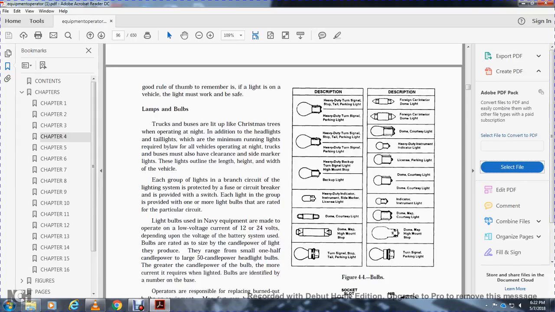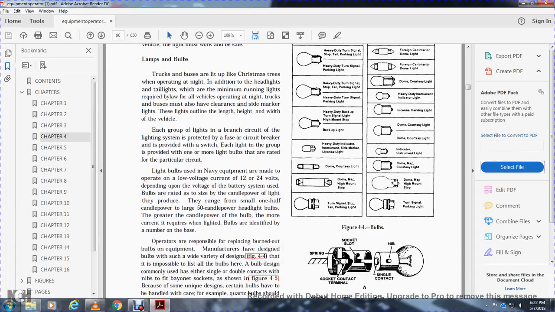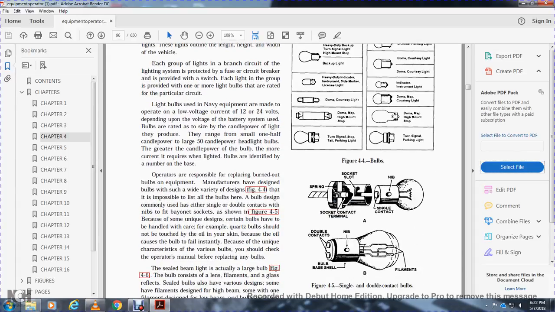Each group of lights on a truck's lighting system is protected with a fuse. The circuit is regulated by a switch. Each light or group of lights provided with one or more light bulbs is protected as part of a particular circuit. Light bulbs are made for the equipment.